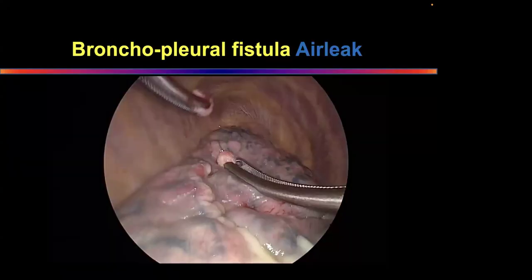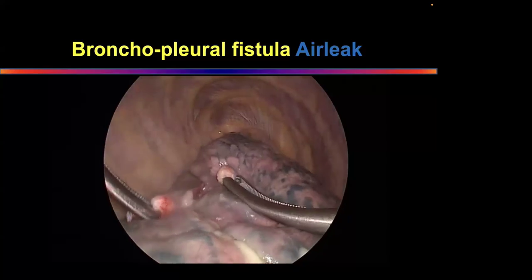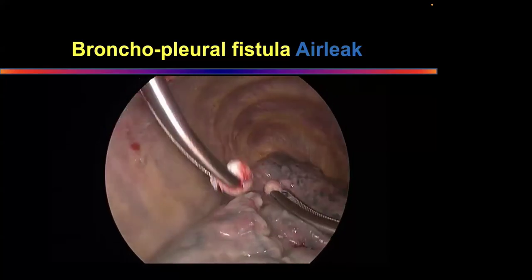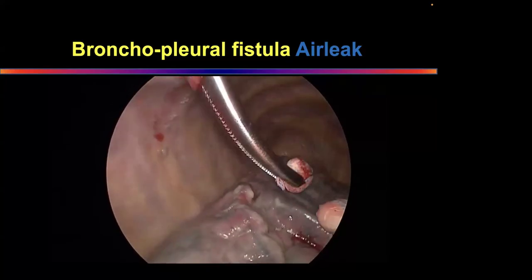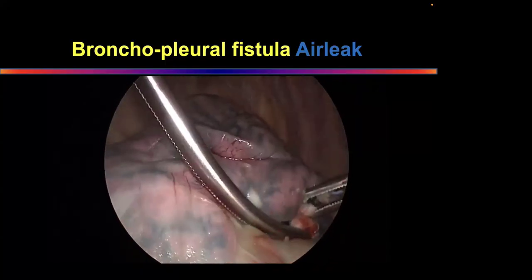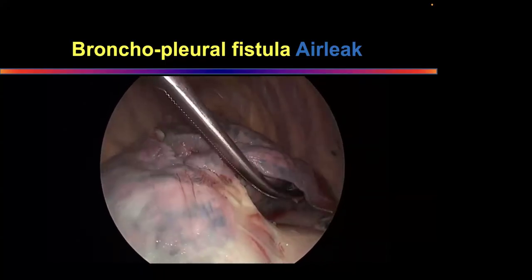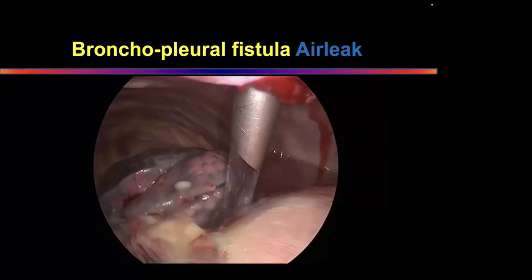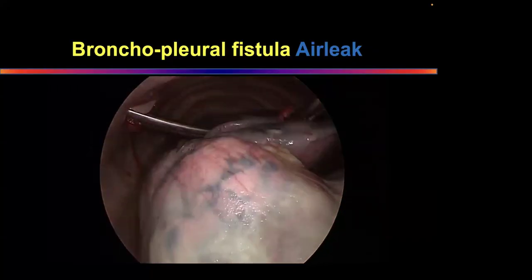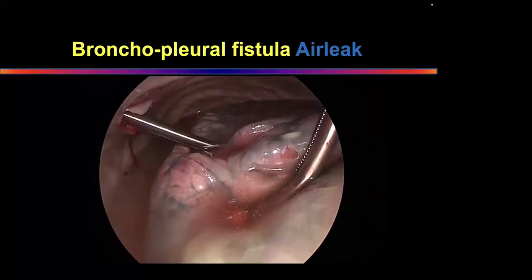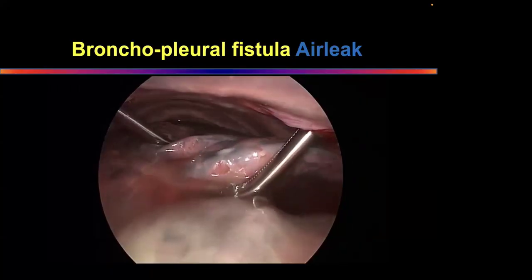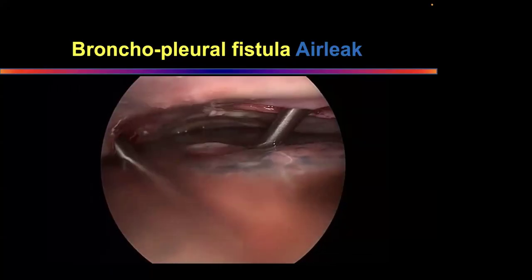Bronchopleural fistula. These patients suffer a lot. They just have a chest drain sitting there for months that keeps on bubbling, and nobody is able to remove the chest drain. This video is from a patient who had COVID infection earlier, had a bubbling chest drain for around a month, and then was referred to us.